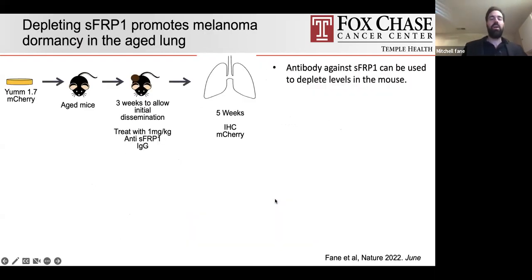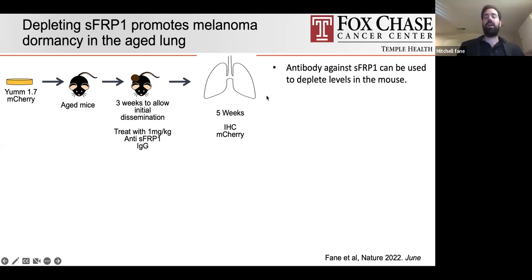So the final experiment we did is we wanted to determine whether or not SFRP1 was inducing reactivation from dormancy and allowing these cells to grow out efficiently in the aged mouse lung. So we formed a primary tumor in our aged mice, and we allowed this primary tumor to grow for 3 weeks to allow that initial dissemination to occur in the lung. We then started treating with a neutralizing antibody against SFRP1 versus an IgG control. And then over this 2-week period, we finally looked at what happens to the M-cherry metastases after 5 weeks.